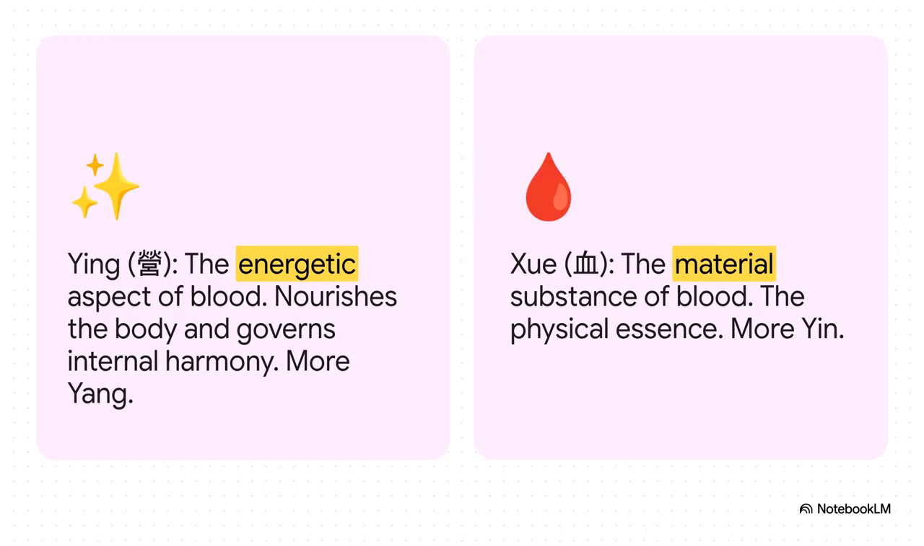And as we go deeper into the body's core, we find Ying and Xue. Now, both of these are inside the blood vessels, but they're not the same. Ying is the energetic, functional part of the blood. It's more yin, and its job is to nurse the body and keep everything in harmony. Xue, on the other hand, is the actual physical material stuff, the blood itself. It's our physical essence, which is more yin.